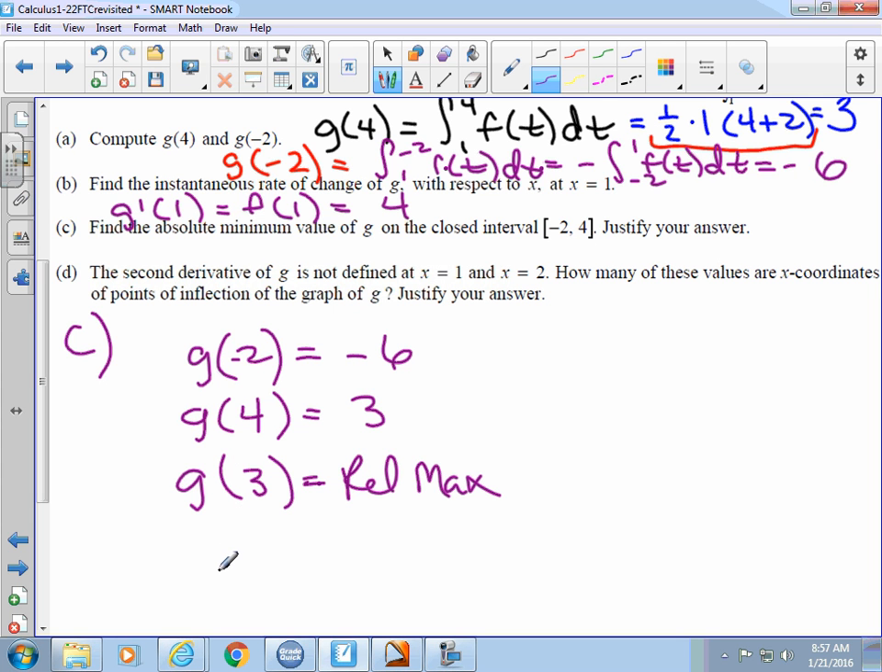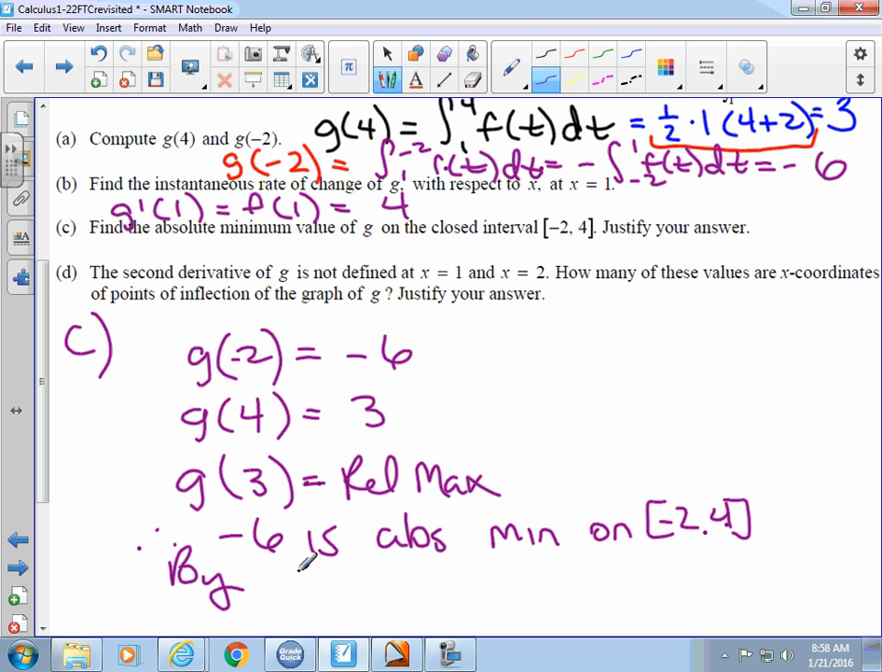So, this is truly a candidates test. -6 is smaller than 3, right? Therefore, -6 is the absolute minimum on -2 to 4 by candidates test. And notice it said minimum value, so that's why I answered with -6 and not with -2.